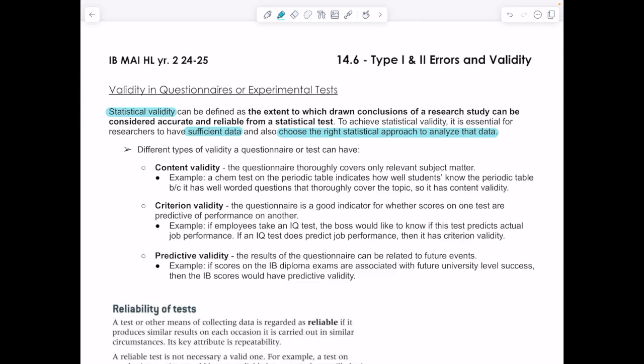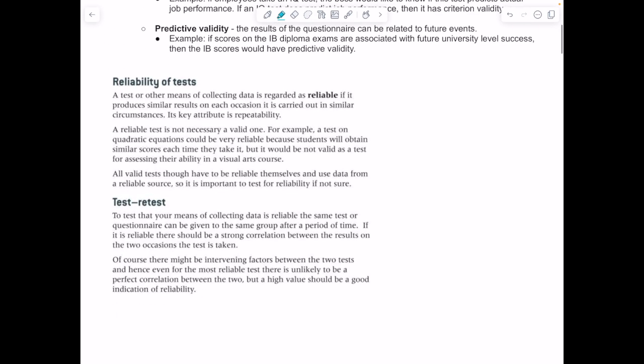It can have content validity, criterion validity, or predictive validity, and you can read those too. You also want to make sure that your test is reliable. A test or other means of collecting data is regarded as reliable if it produces similar results on each occasion it is carried out in similar circumstances. A reliable test is not necessarily a valid one.